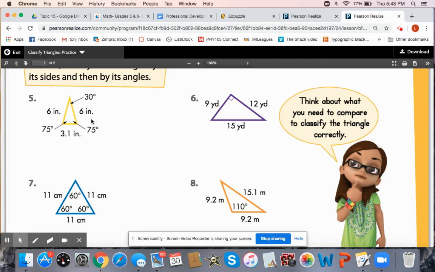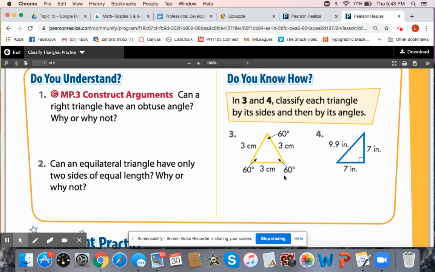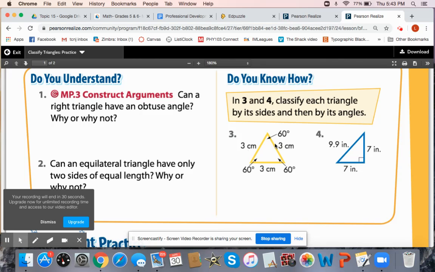And then it has two sides the same length. So it's acute isosceles. All right. Let's look at this one. All angles are the same. All sides are the same. So it's going to be acute equilateral.